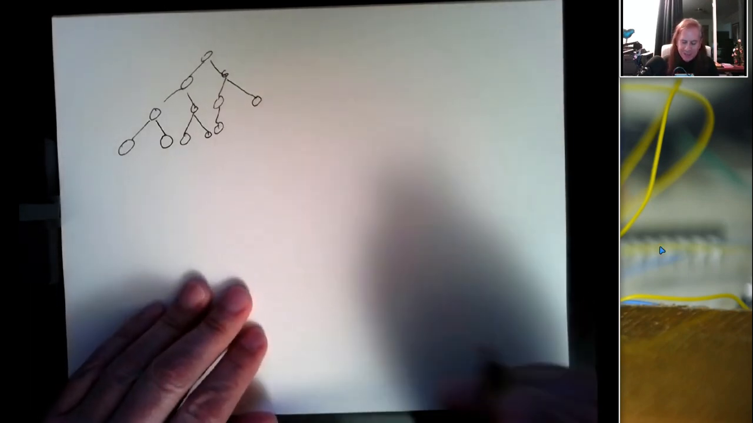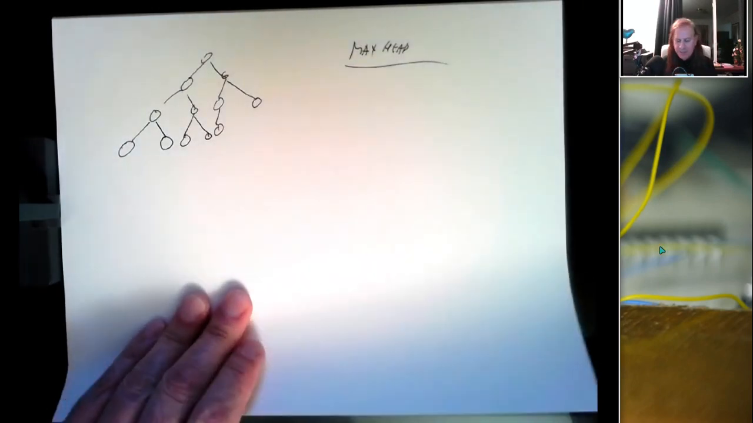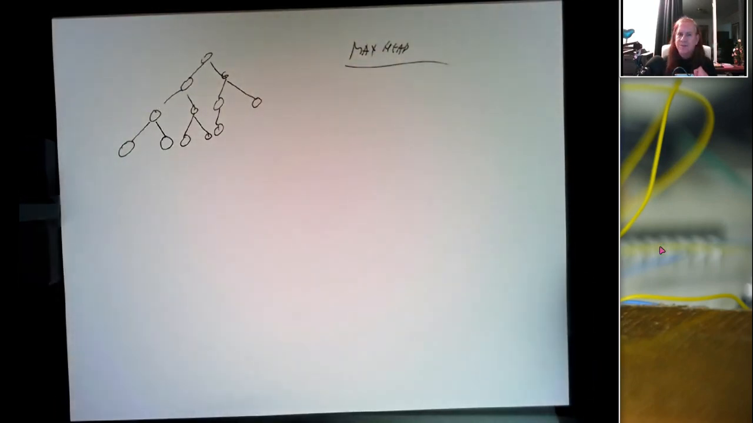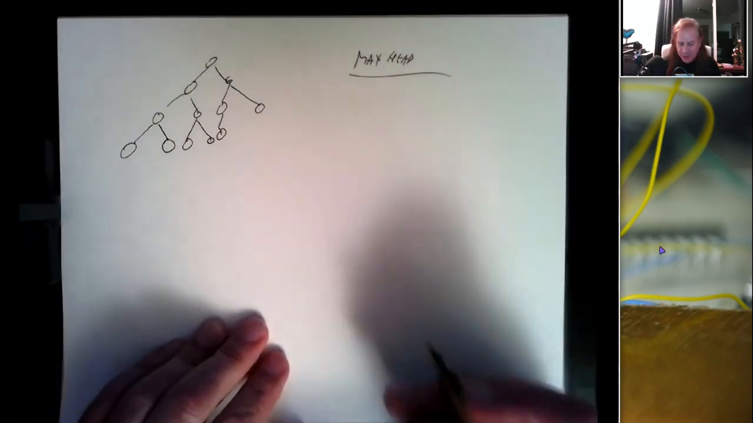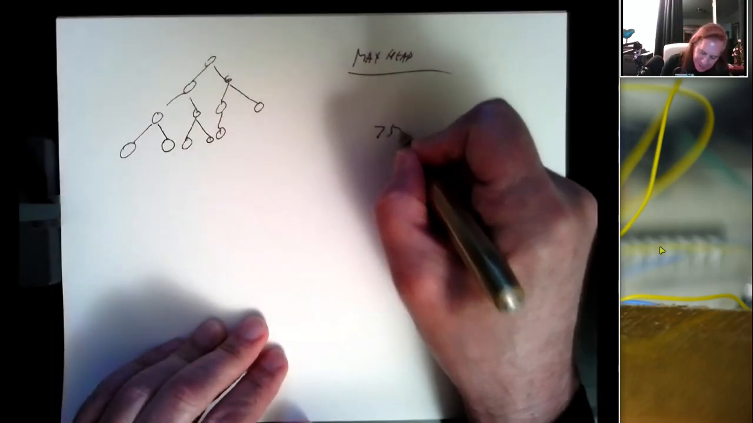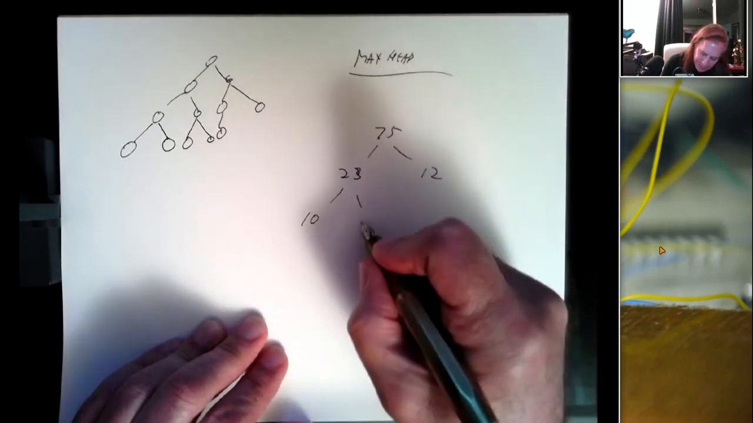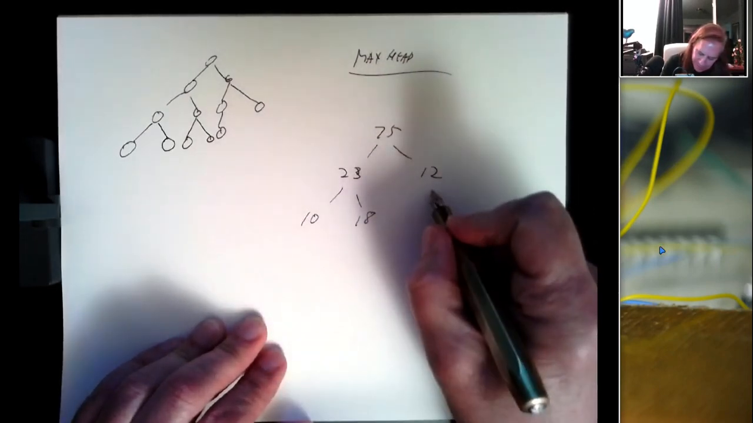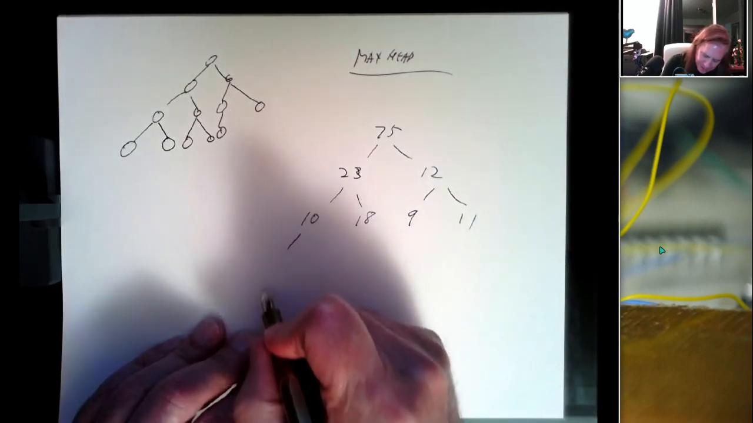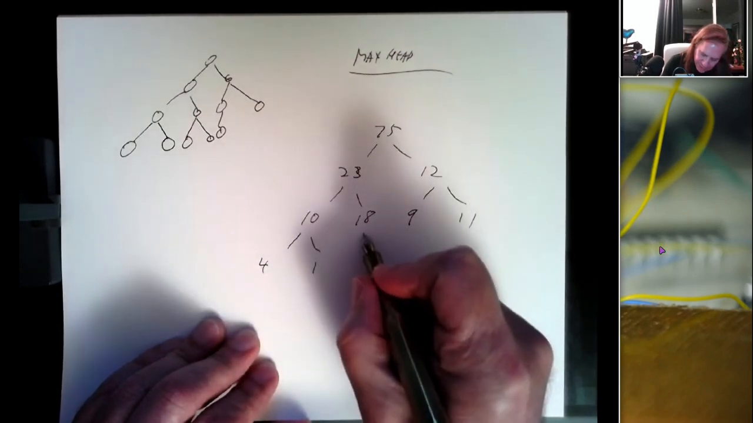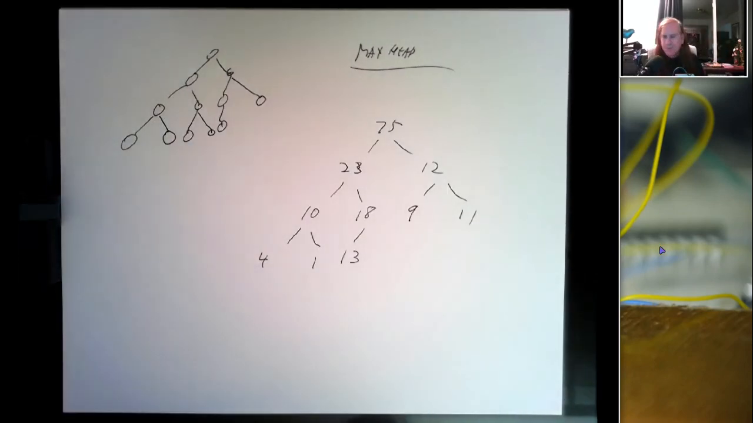Heap property, let's just talk about max heaps. In a max heap, every node has to be bigger than all of its children, including grandchildren and great-grandchildren. So let me show you an example of a heap. 75, 23, 12, 10, 18, 9, 11, 4, 1, 13. All right, this is a perfectly valid max heap.